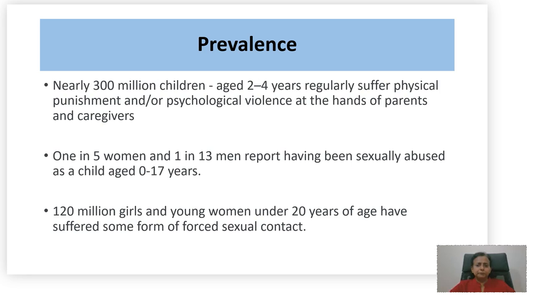If you look at the prevalence, nearly 300 million children aged 2 to 4 years regularly suffer physical or corporal punishment or psychological violence at the hands of parents or caregivers. 1 in 5 women and 1 in 13 men are exposed to sexual abuse. 120 million girls and young women under 20 years of age suffered forced sexual contact.